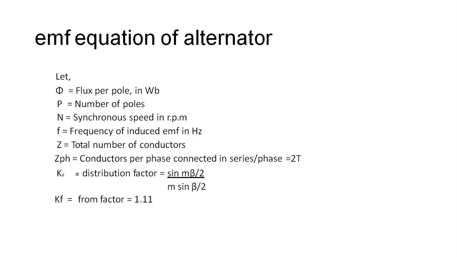So what is the EMF equation of an alternator? Let us assume that f is the frequency of the induced EMF, N is the synchronous speed, P is the number of poles, phi is the flux per pole, and Z is the number of conductors. We have the distribution factor Kd equal to sin(mβ/2) divided by m sin(β/2). The form factor, whose definition we already know, is 1.11. The conductors per phase connected in series is 2T.